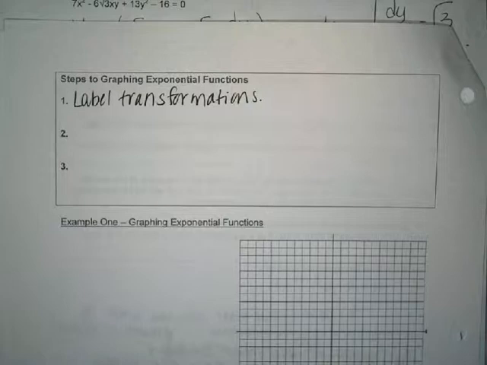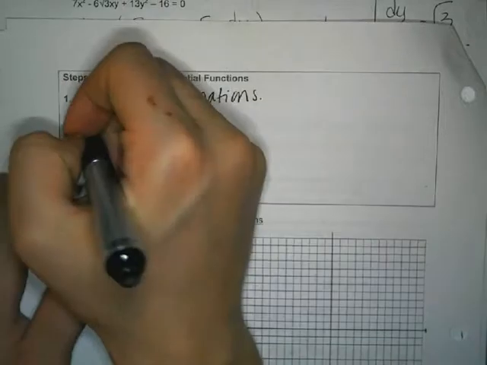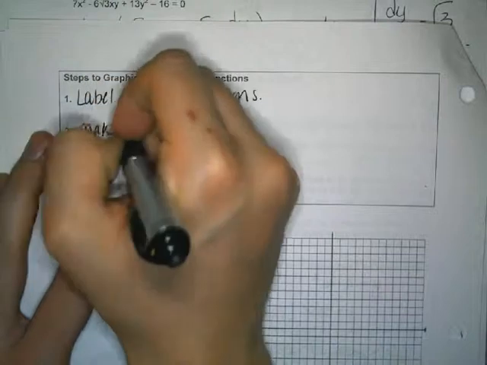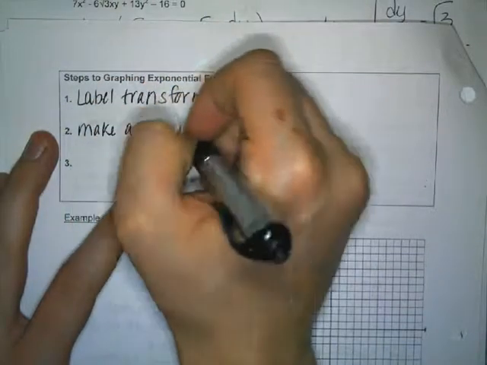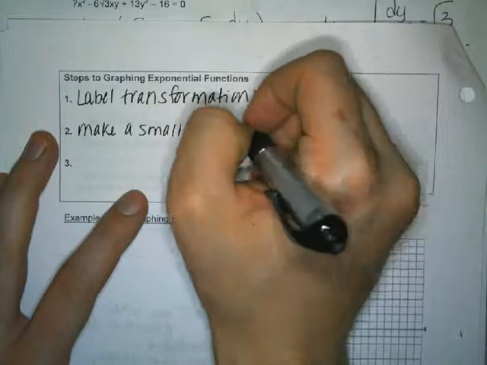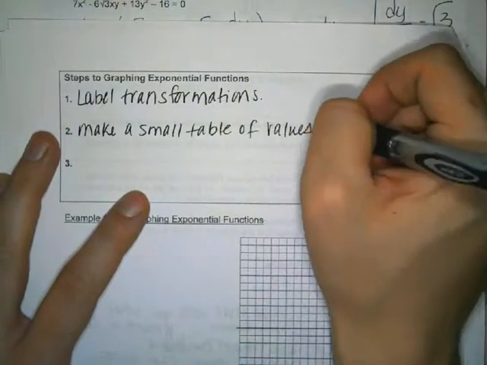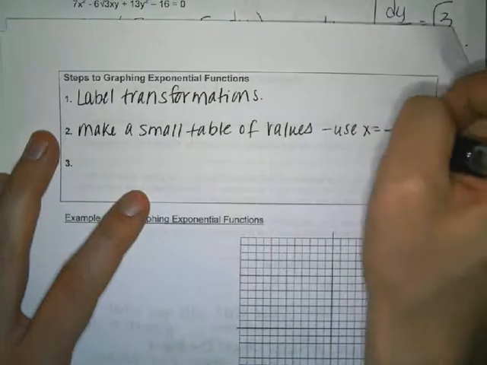After you're done labeling the transformations, you're going to make a small table of values. And because we can plug in anything we want, we're going to use the 3 easiest ones, -1, 0, and 1.